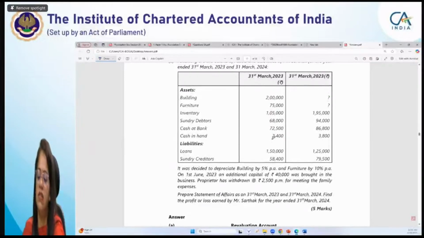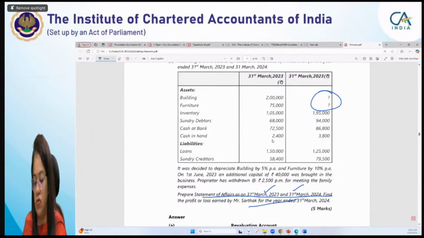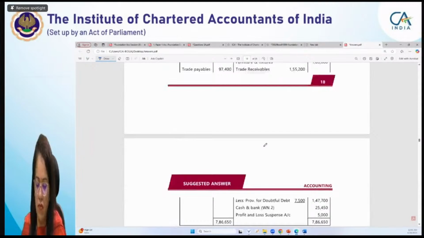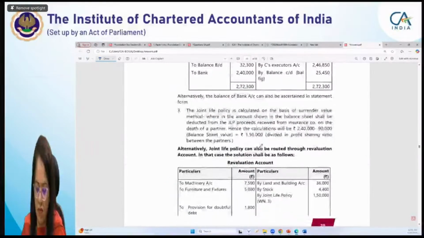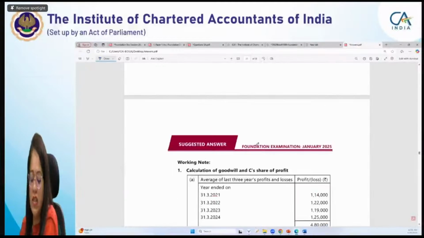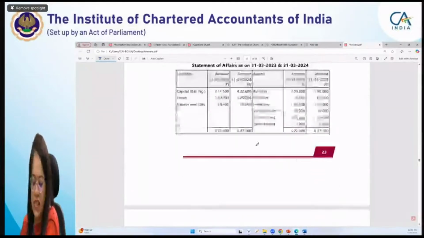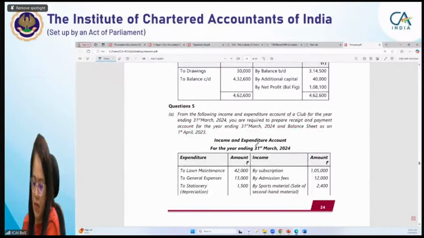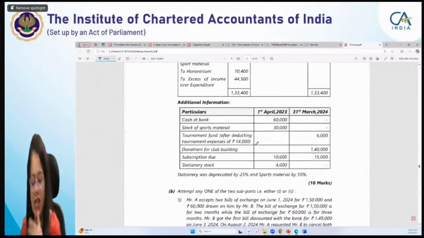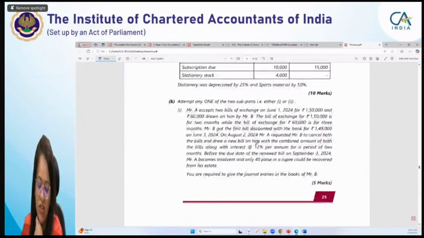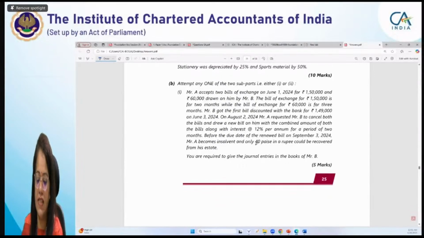See, profit and loss. This is an incomplete record question where you have to calculate these figures, and prepare statement of affairs as on 2 years, and profit and loss also. All these questions are very easy. Please, you can see these questions hosted on the ICAI website, on the ICAI BoS mobile app as well as the ICAI knowledge portal.